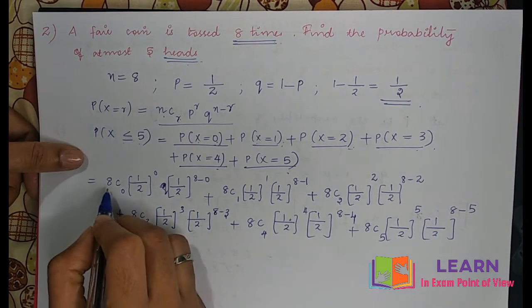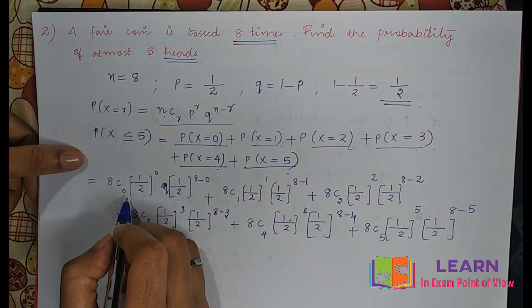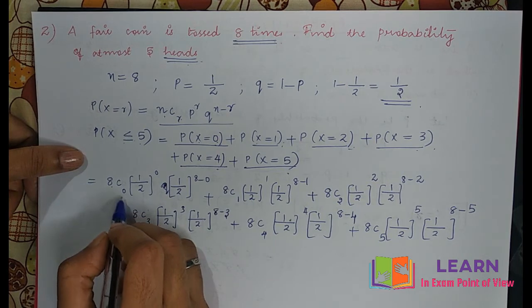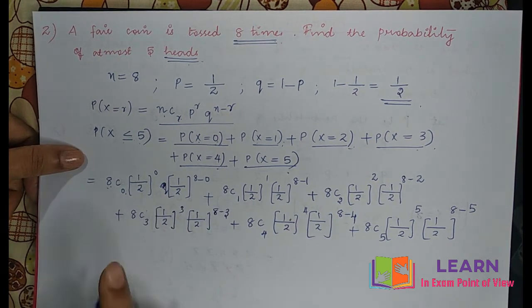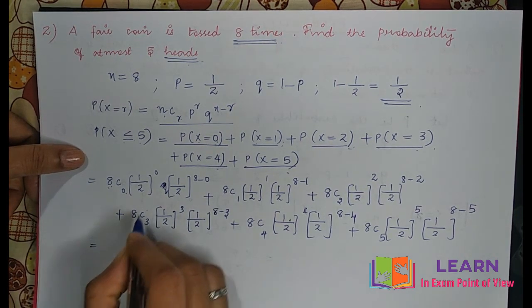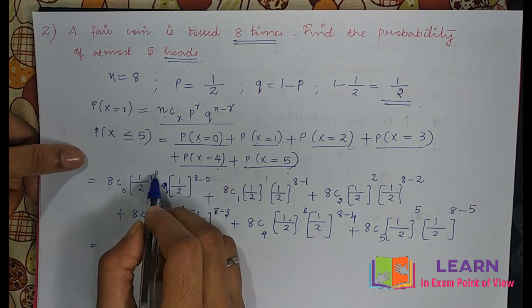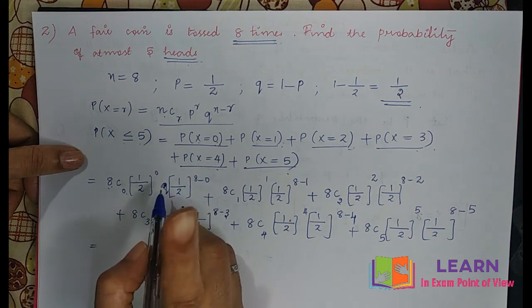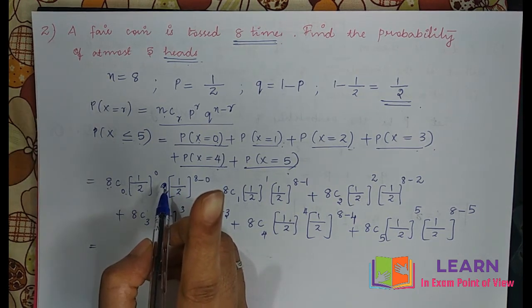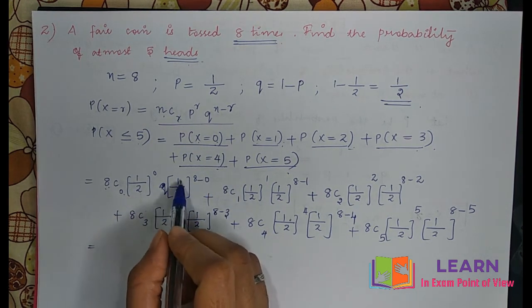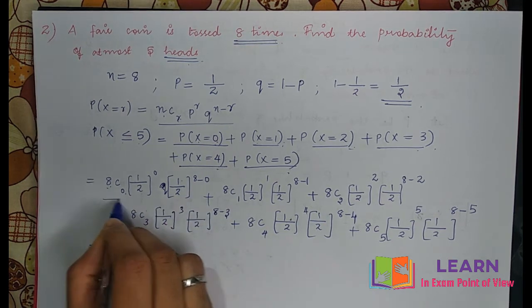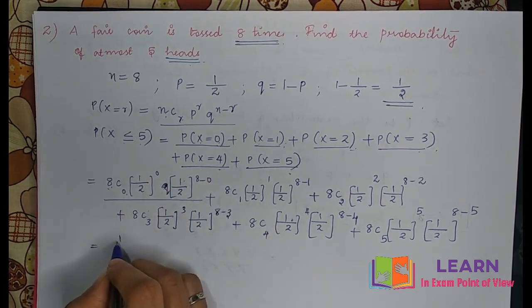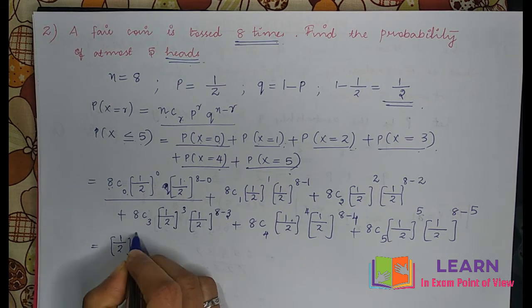Finish. 8C0, it is what? 1. Okay. 8C0 is 1. Then (1/2) raised to 0, that is also 1, right? Then what remains? (1/2) raised to 8 remains. In this section, what remains? (1/2) raised to 8.